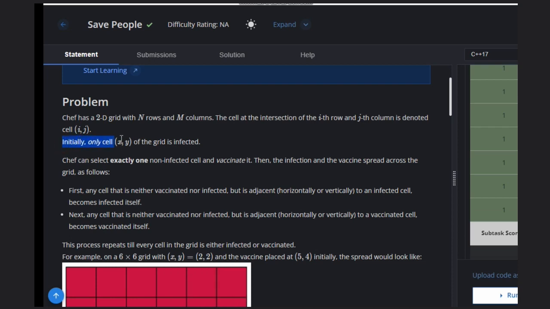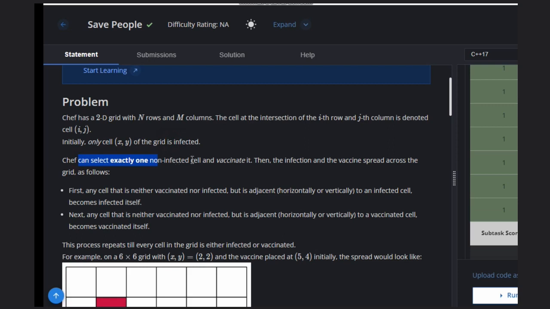Initially, only cell (x, y) of the grid is infected. So Save can select any one non-infected cell and vaccinate it. Then the infection and the vaccine spread across the grid as follows.